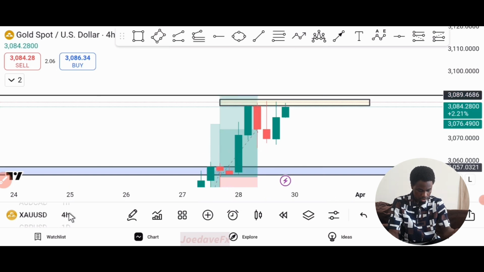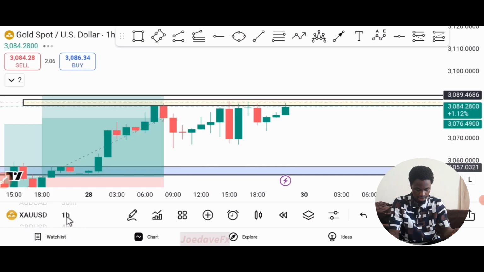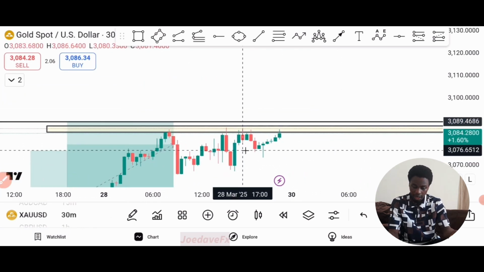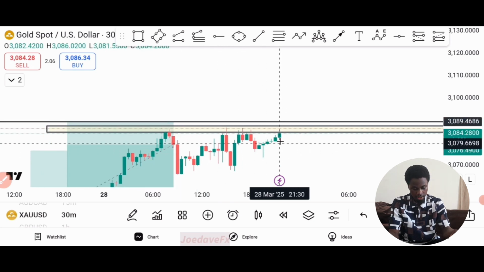So what you want to do is, this is 4 hours. I map out the level so you can put this on your chart as well. Then scroll down all the way to maybe 30 minutes time frame. Yeah, 30 minutes time frame. Good. Yeah, this is what we want to do on this 30 minutes time frame. You can see this level 1, 2, 3. This level has been rejecting gold back to the downside.